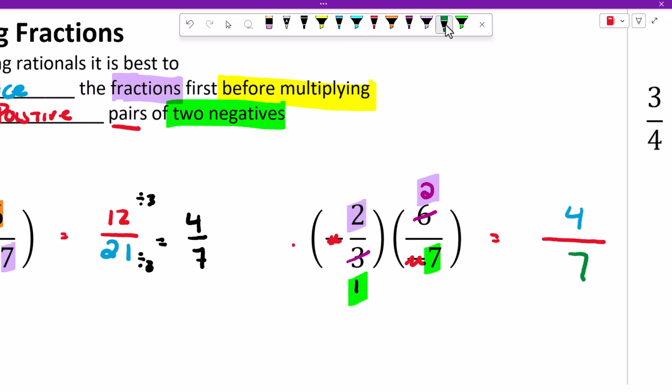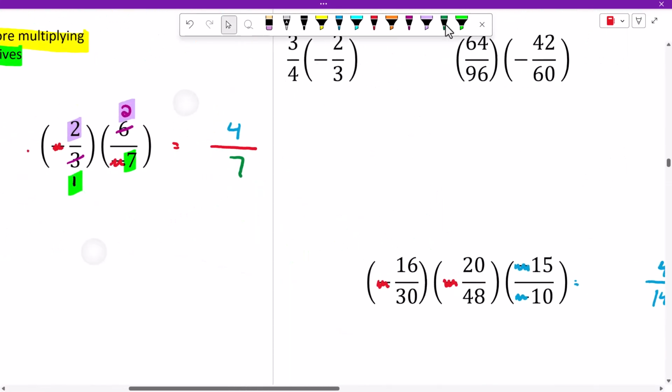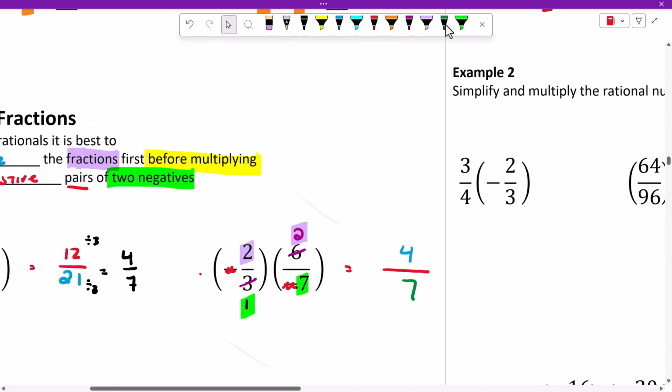Now, it probably seems like a lot of extra work and weird to do it this way, especially on a question like this when the numbers were small. But as the questions get bigger, this technique is so much easier to use. All right? And that's what we're going to practice.